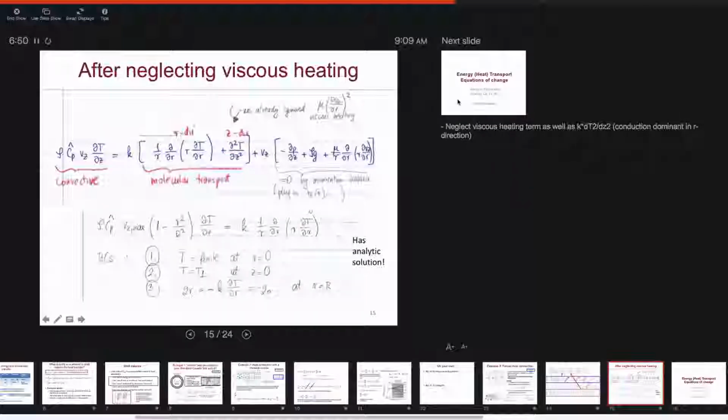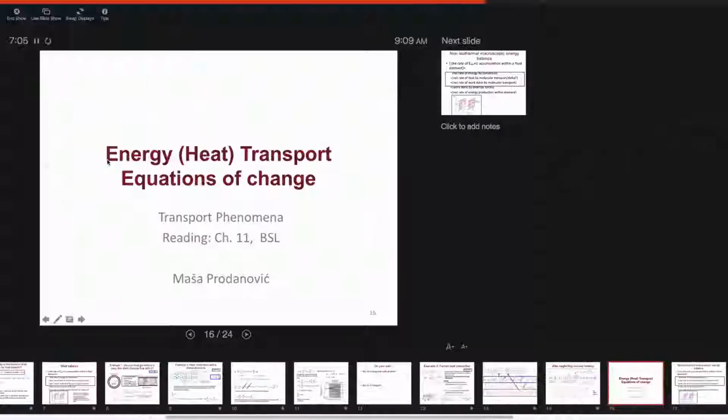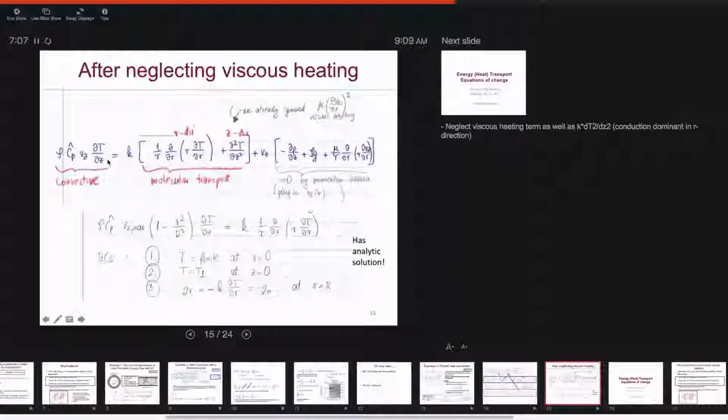And one thing that we noted, we didn't actually look into that, but basically if you ignore this z direction term, okay, then you can actually solve this equation analytically. And you can actually take, I think there's one of the solved problems in the back of BSL that involves this.